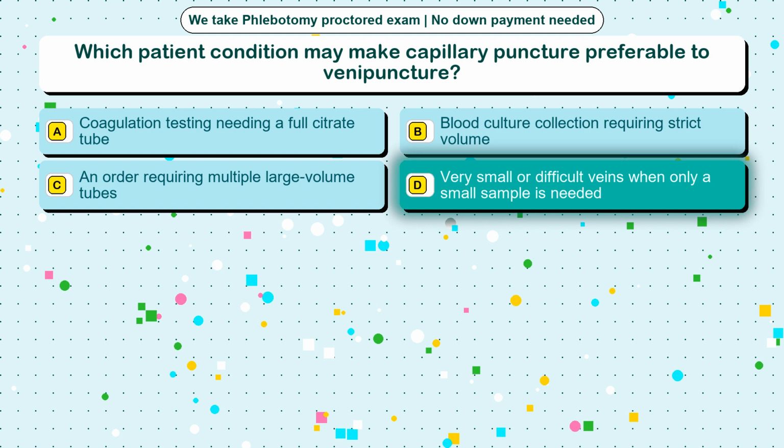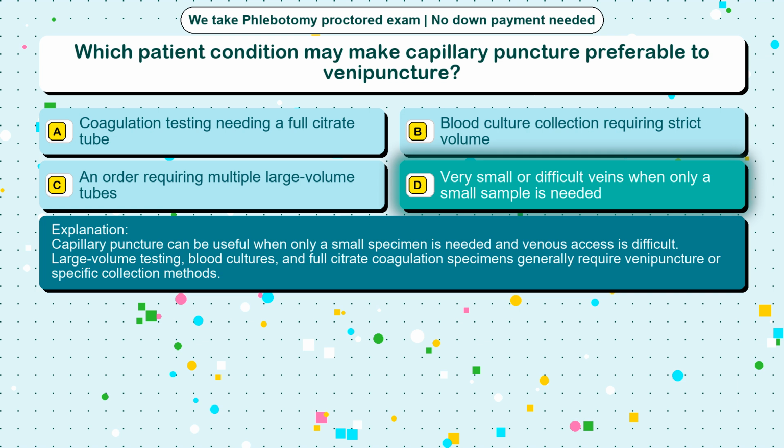The correct answer is option D, very small or difficult veins when only a small sample is needed. Capillary puncture can be useful when only a small specimen is needed and venous access is difficult. Large volume testing, blood cultures, and full citrate coagulation specimens generally require venipuncture or specific collection methods.